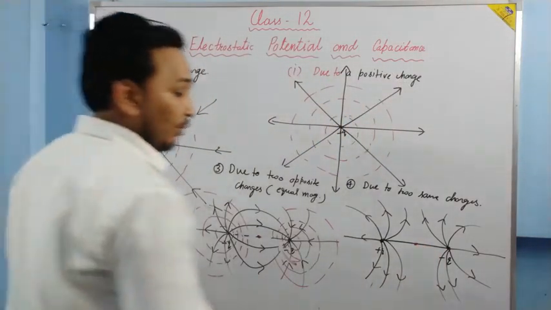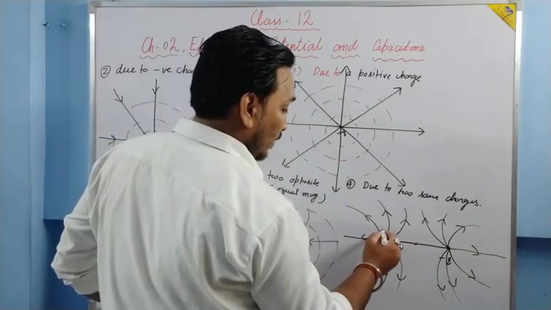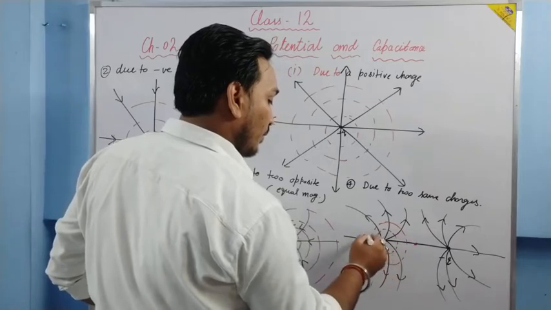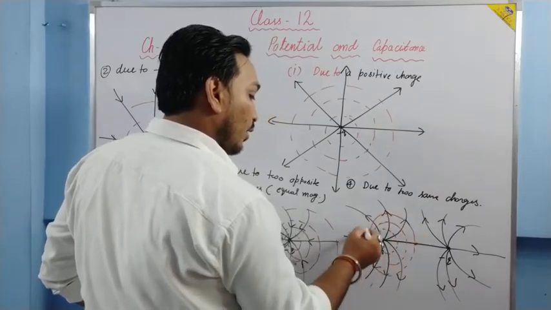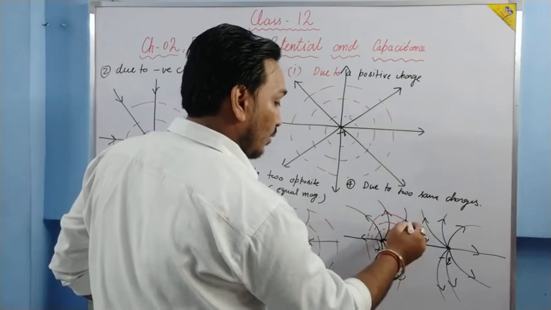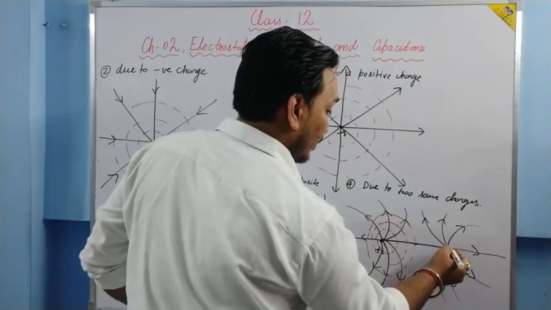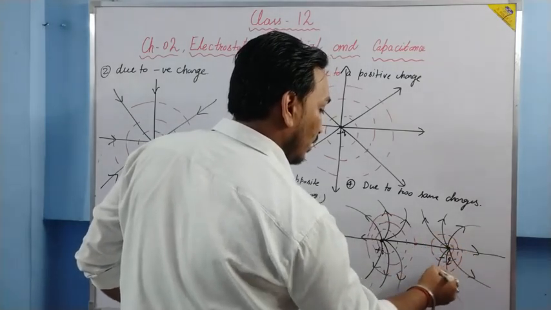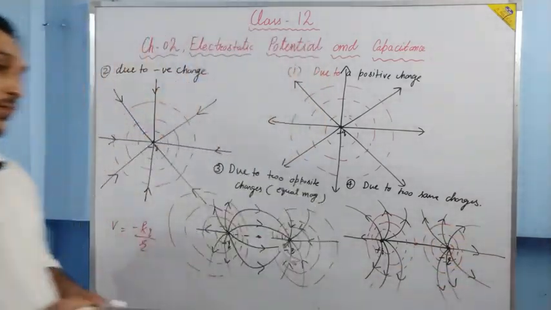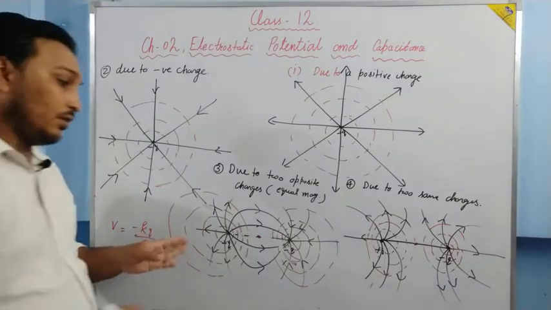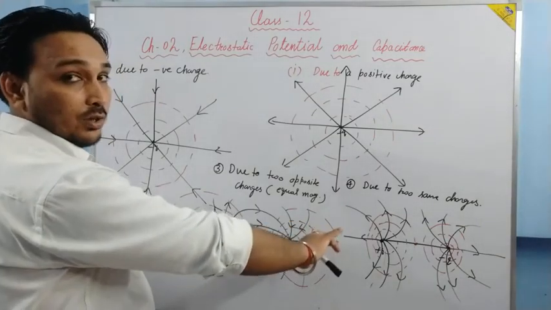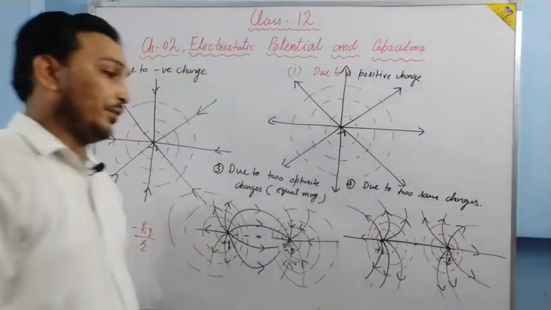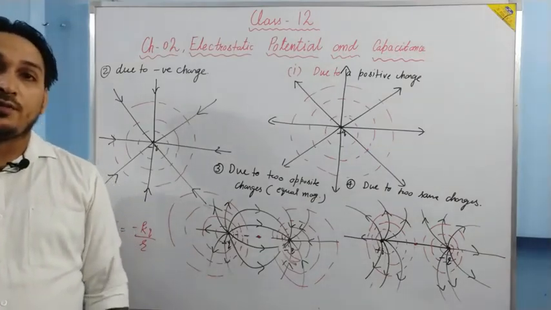Then what will happen? The equipotential surfaces are like this. They will shift towards the midpoint. Not exactly passing through the midpoint, but they will shift towards it. Is it clear? The equipotential surfaces will be like this. Remember students, for opposite charges they will shift away from the midpoint. For two positive or two negative charges they will shift towards the midpoint. This is how the equipotential surfaces are drawn.